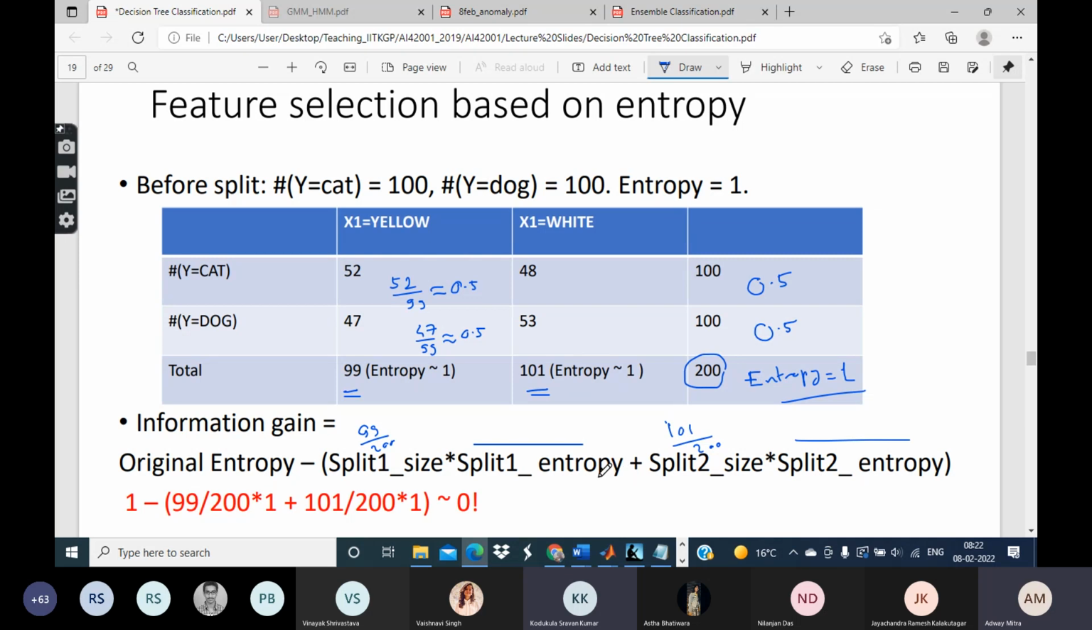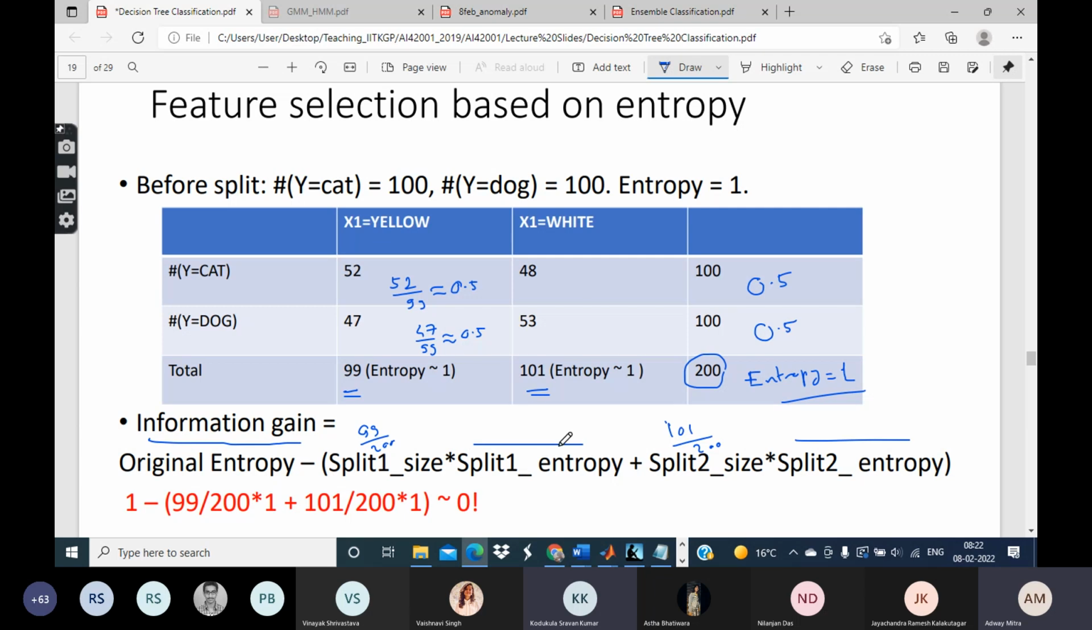Now tell me, if a feature is discriminative, then this quantity which I am calling information gain, will it be high or low? It should be high. And why should it be high? Because the entropy will be zero for the splits.